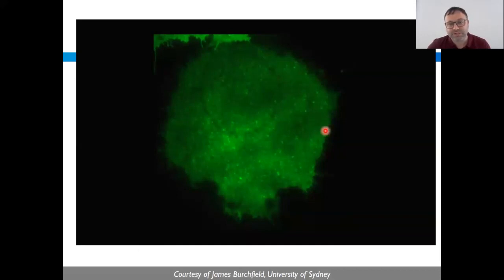We can actually visualize this using a GLUT4 reporter. So this GLUT4 reporter is slightly different from the one I talked about earlier, where we had an HA epitope in that luminal portion. This one has a pH-sensitive GFP variant, and this is an adipocyte expressing these. And what you're going to see is that when GLUT4 is delivered to the plasma membrane in these small vesicles, the pH change allows you to see a flash of an increase in fluorescence.